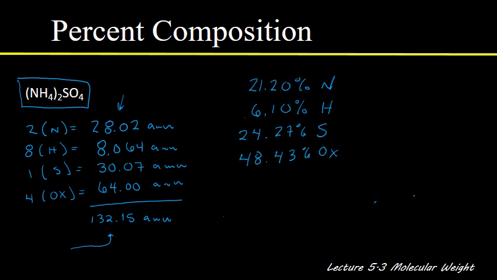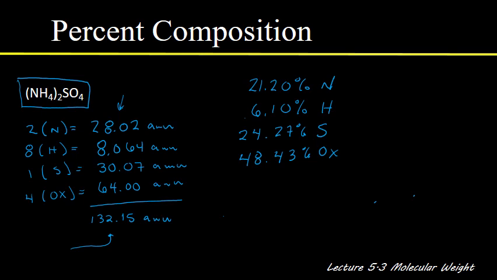All right, so when I did the calculation, I got 21.2% nitrogen, 6.1% hydrogen, 24.27% sulfur, and 48.43% oxygen. You may have gotten slightly different numbers than I did if there's a little bit of rounding error, but you should have gotten essentially the same thing.